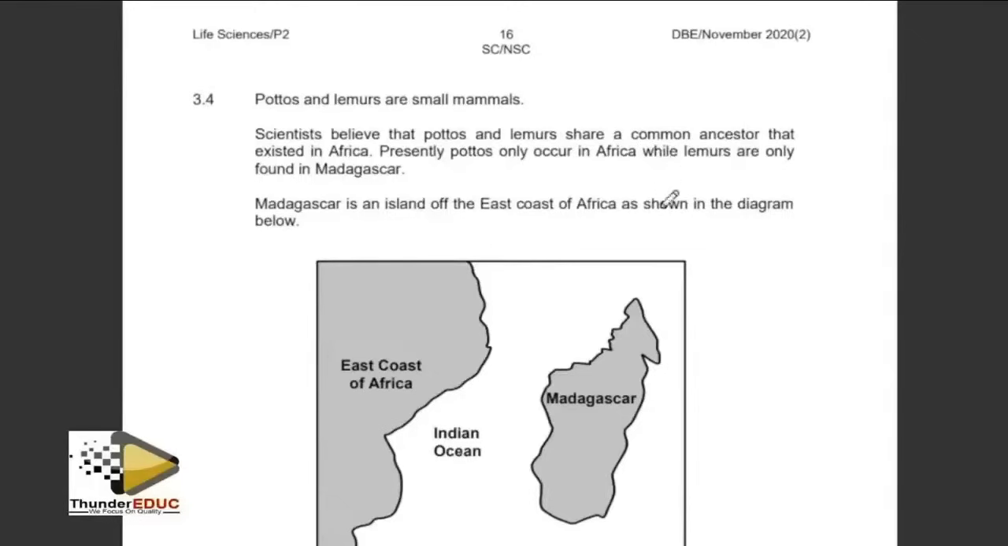And then what happened? The population was divided into two subpopulations by a geographical barrier. What is the geographical barrier here? Ocean. So you don't need to say geographical barrier, tell us by the ocean. If it is a river, tell us by the river, unless the question is just open. And then you formed two subpopulations: the east coast of Africa and Madagascar.